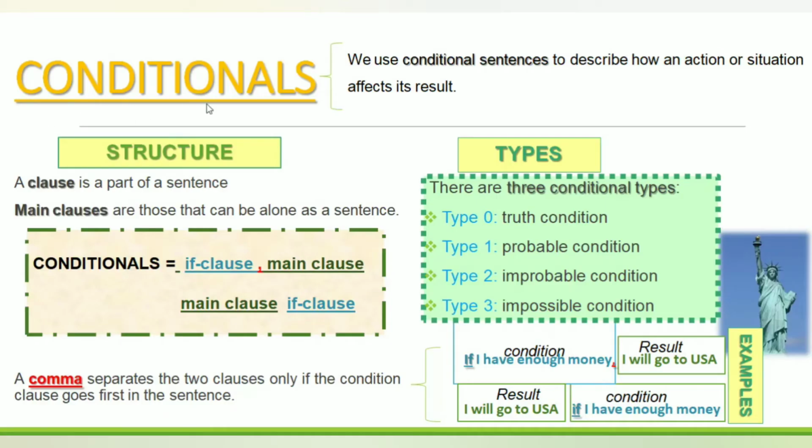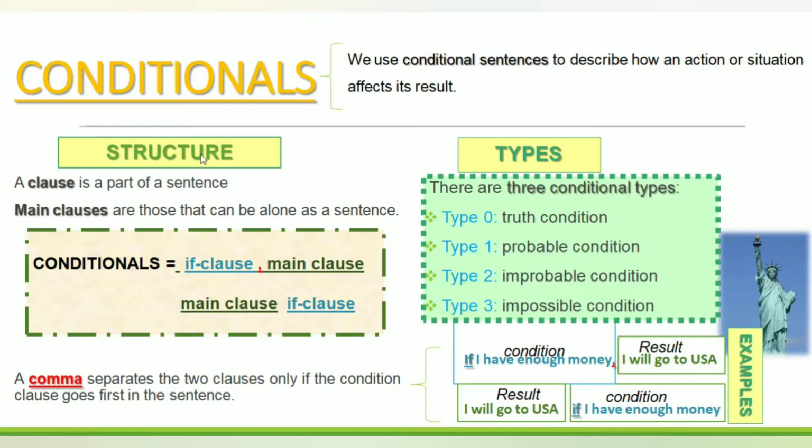So as you see here, we have conditionals. We use conditional sentences to describe how an action or situation affects its result. بمعنى نستعمل هذه الجمل الشرطية للتعبير عن مدى ارتباط الشرط بالنتيجة. الشرط الذي يتم طبعا تحقيق النتيجة حسب هذا الشرط أو توفر هذا الشرط.